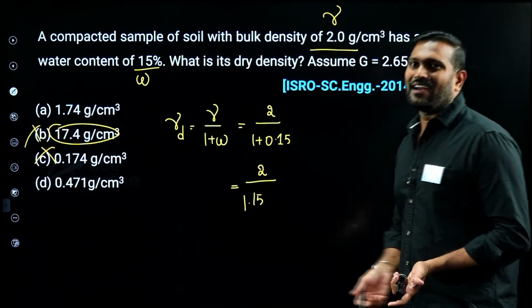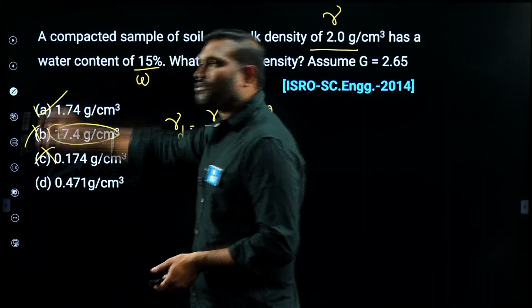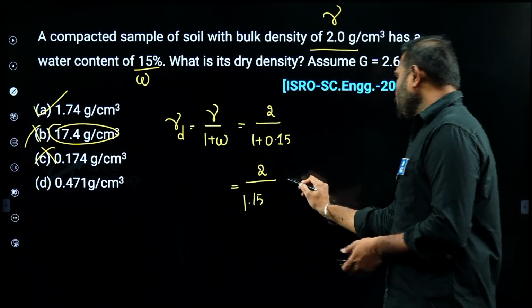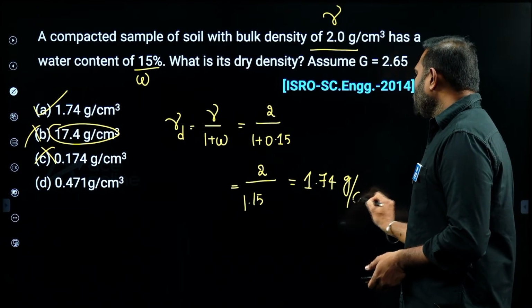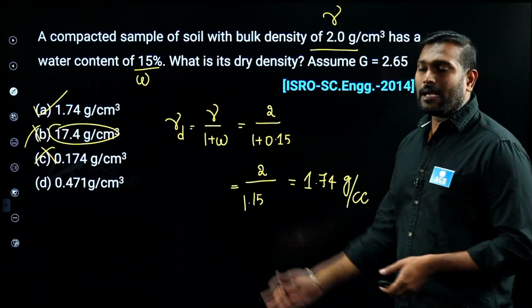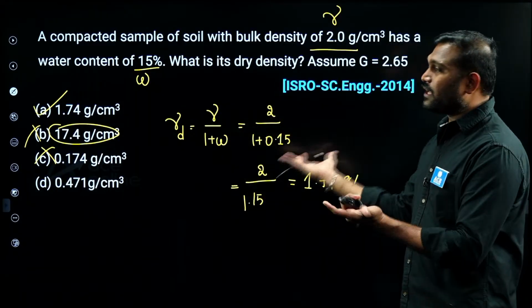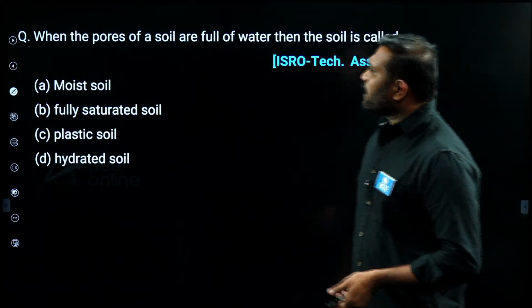Now, if you calculate 2 by 1.15, the answer comes as option A, which is going to be 1.74. See, I am not actually calculating the answers. I am using the trial and error method. I eliminate the options, and based on that I can find the nearby answer. Right.